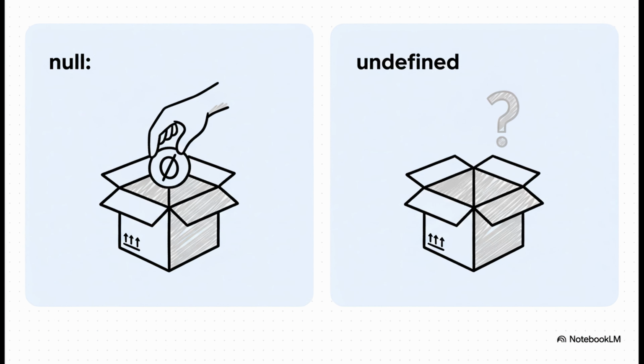So here's the crucial difference, and it all comes down to intention. Null is when you, the programmer, deliberately assign a value of nothing. It's like you looked at the box and said, I am intentionally leaving this empty. Undefined, on the other hand, means a value was just never assigned. The box was made, but nobody ever got around to putting anything inside it. One is deliberate, the other is just forgotten.